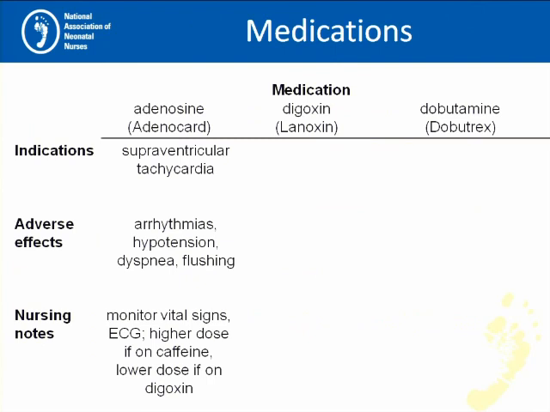Adenosine is contraindicated when there is AV block, atrial flutter, fibrillation, and ventricular tachycardia. Heart block and other arrhythmias are not uncommon during conversion. Monitor ECG continuously during treatment. The infant may need a higher dose if on caffeine or theophylline, lower dose if on digoxin or carbamazepine.